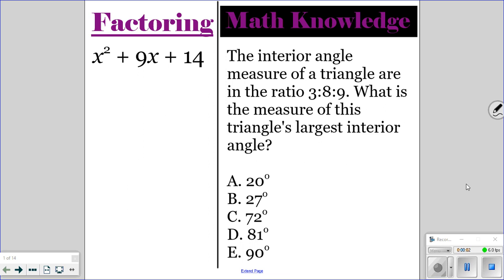Alright, so y'all go ahead and do the factoring and the math knowledge question for today. Pause the video, and then once everyone is finished, you can unpause the video, and I'll go over the correct answers. For the factoring, you should have x plus 7 times x plus 2.